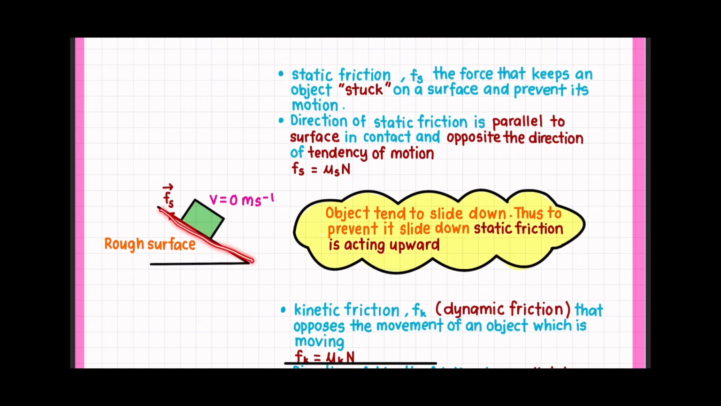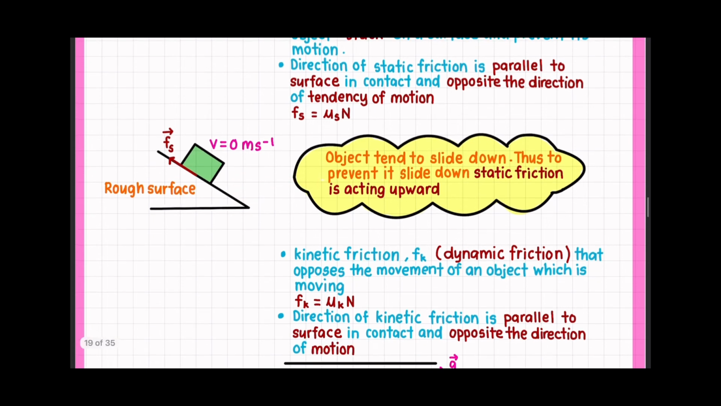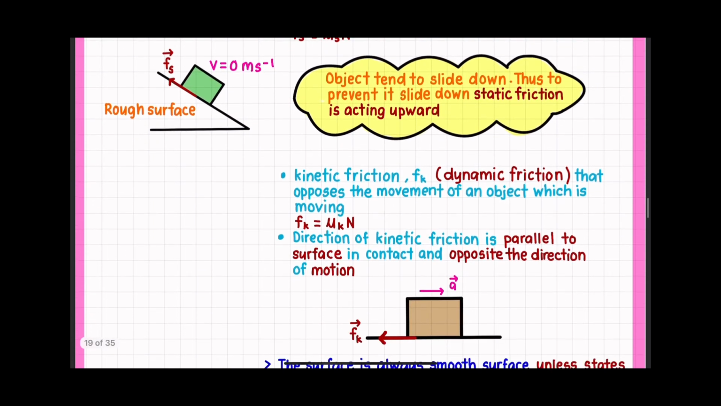Okay, let's say kat sini ada inclined plane yang dia ada rough surface, tapi blok ni belum bergerak, dia duduk kat situ je. Maksudnya static di situ. So dekat situ awak tahu friction ni akan arah ke atas. Kenapa atas? Because tendency objek ini adalah untuk jatuh ke bawah. Okay, so object tend to slide down, thus prevent it slide down. Static friction is acting upward. Inilah untuk penerangan dia.